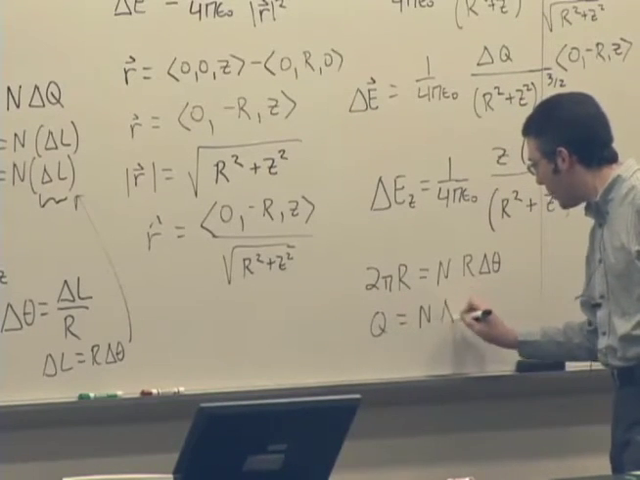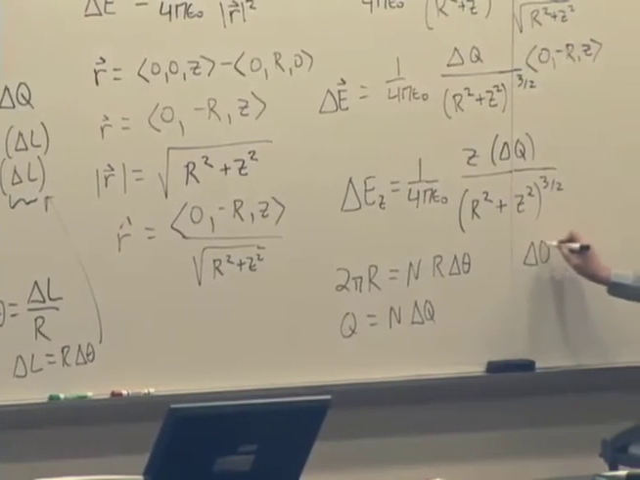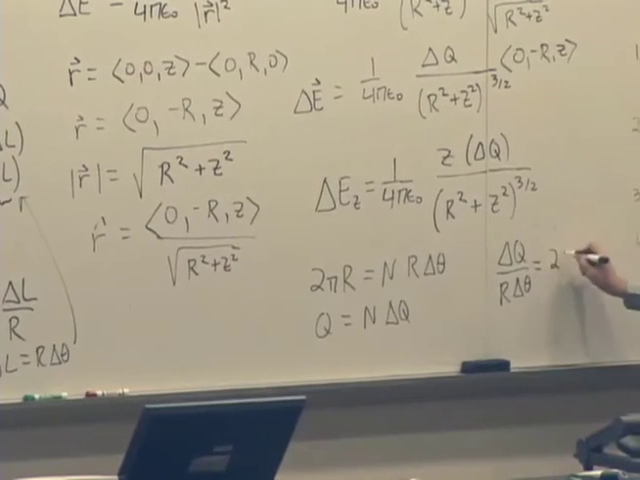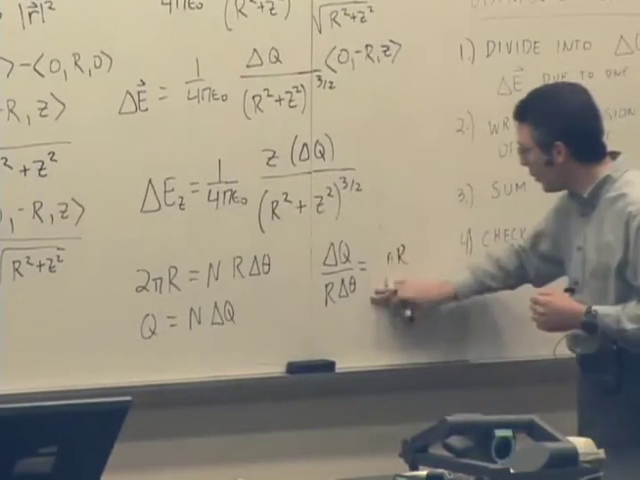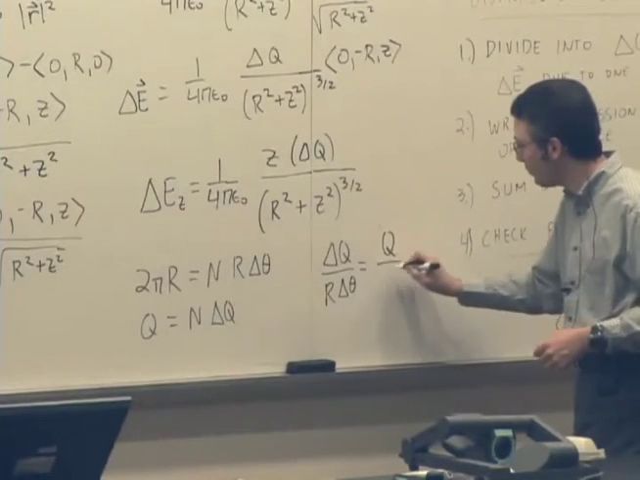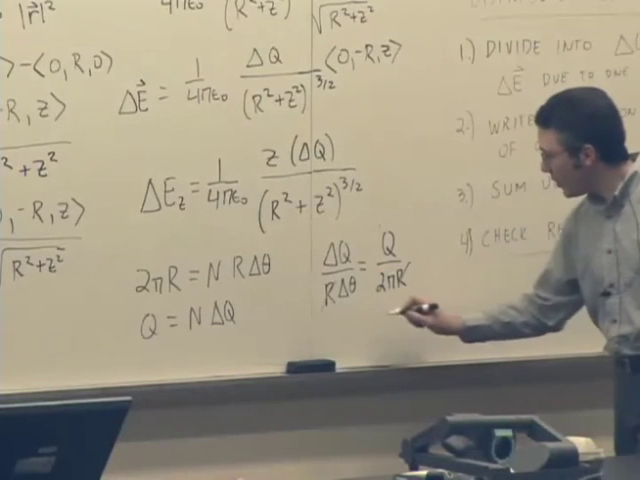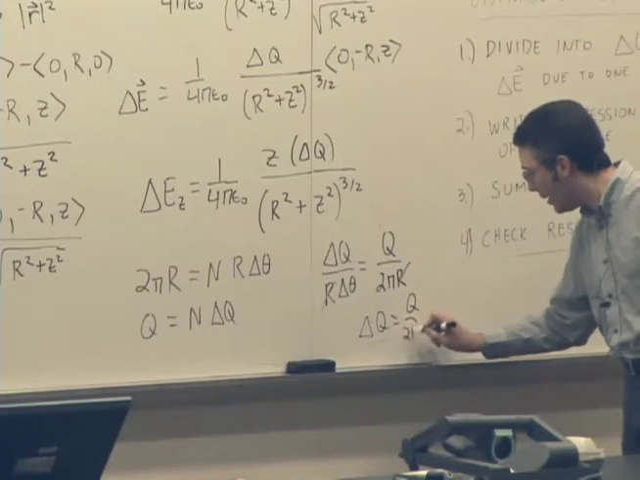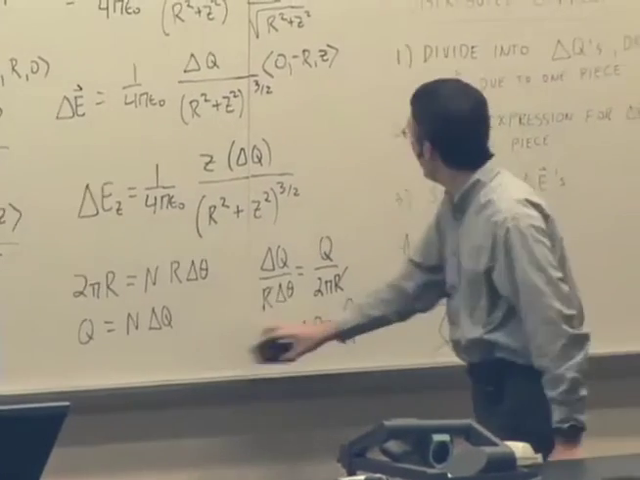Q is equal to n times delta q. So I take the ratio here, I get delta q over r delta theta is equal to Q over 2 pi r. The radius cancels out on both sides, and so we can say delta q is equal to Q over 2 pi times delta theta, okay? All right, real quick, let's plug this all in and see what we get.